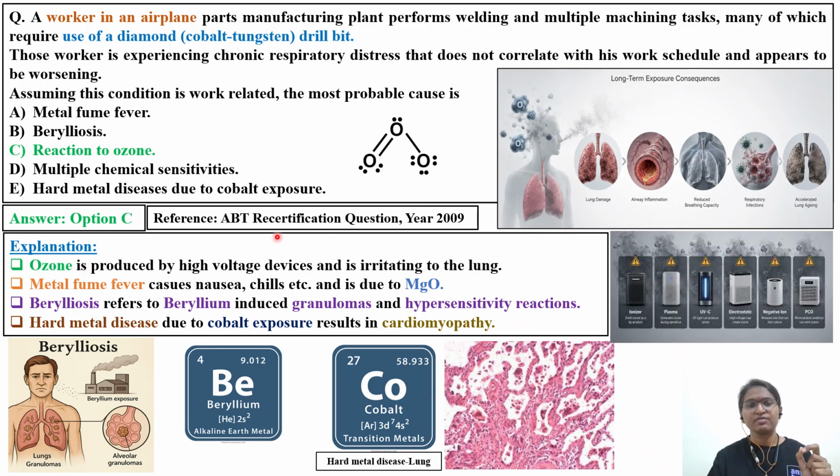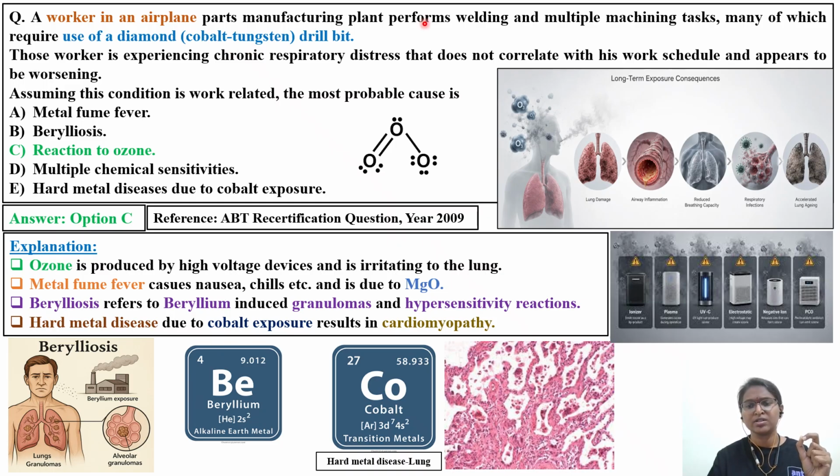The question is taken from the ABT recertification question, year 2009. A worker in an aeroplane parts manufacturing plant performs welding and multiple machining tasks, many of which require the use of a diamond drill bit, which is made up of cobalt as well as tungsten. So here, try to understand the question.